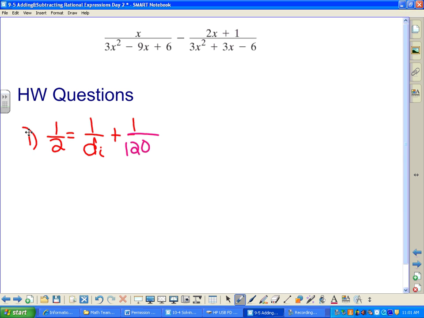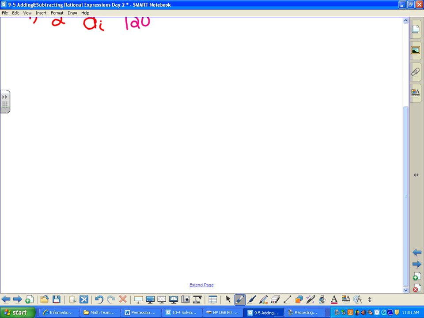Number 40. Okay, this was a subtraction problem. And whenever we do any of these, addition or subtraction, the first thing you always want to do is what with all of your denominators? Okay, and to get them equal, what are we going to have to do? Yes, so let's go through and factor our denominators.